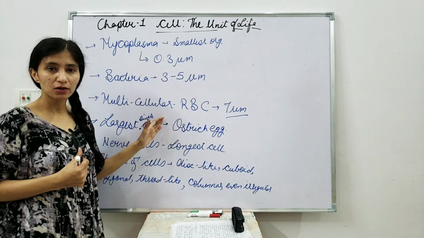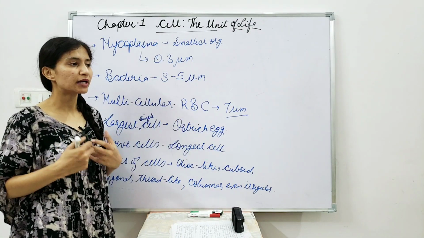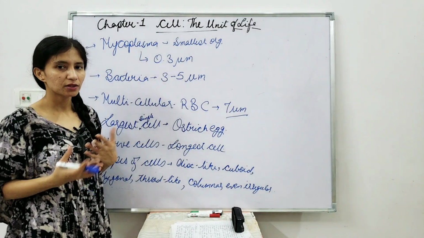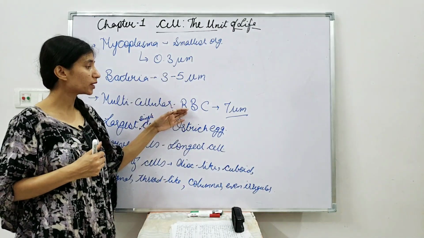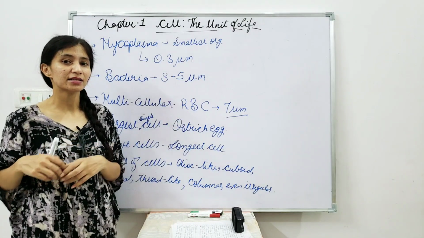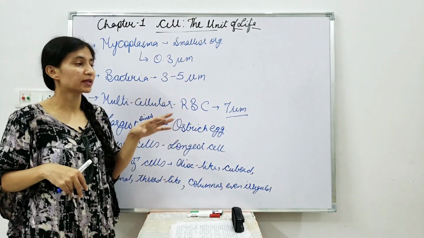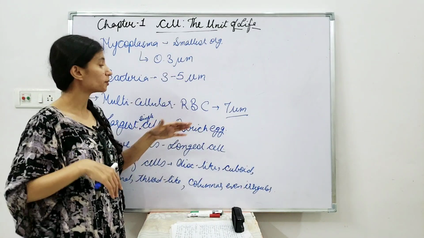When you see multicellular organisms like humans, the size of the RBC, the red blood corpuscle, we don't say red blood cells. I left a question in the previous video and I'll leave it again: why don't we say red blood cells, and instead say red blood corpuscles? What is the reason behind calling it corpuscles and not cells? If you know the answer, please drop it in the comment box.